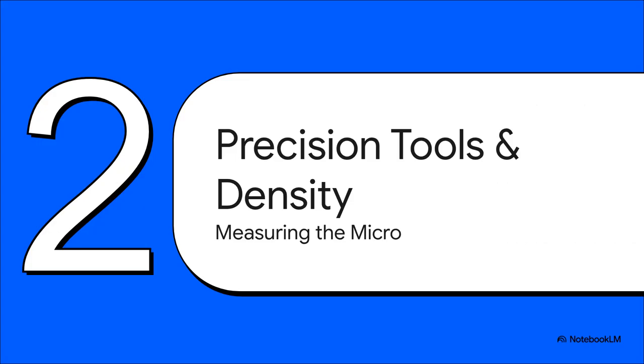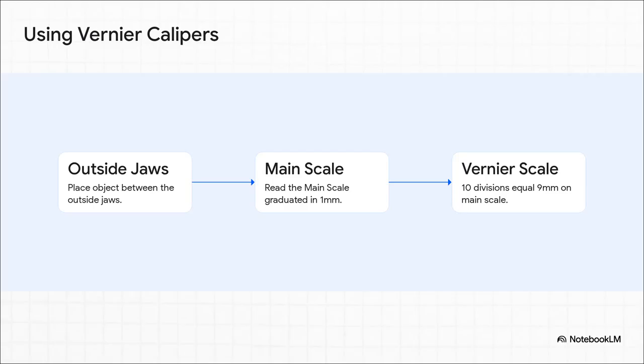Moving into Section 2, precision tools and density. Let's measure the micro. Okay, so what if you need to measure something really tiny? A standard desk ruler just is not going to cut it. This is where the brilliant mechanics of a vernier caliper come into play. It has these outside jaws to firmly hold an object, a main scale marked in plain old millimeters, and this incredibly clever little sliding scale called the vernier scale.